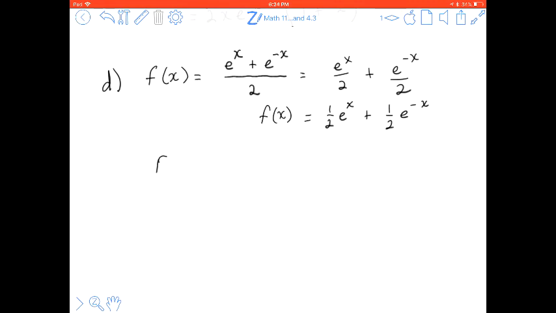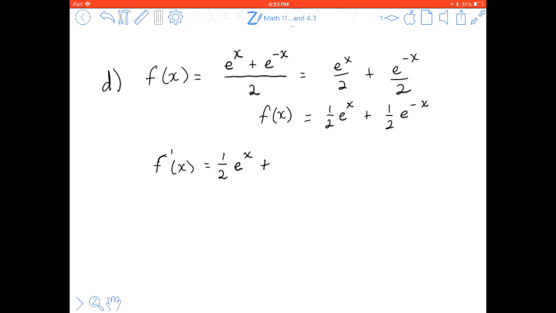So the derivative f prime of x, if we think about this first term here, 1/2 times e to the x, 1/2 is just a coefficient, so it's going to stay a coefficient. If we think about the derivative of e to the x, we talked about this right at the beginning of the lesson, the derivative of e to the x is just e to the x. So the derivative of that first term stays the same as the original expression, 1/2 times e to the x.